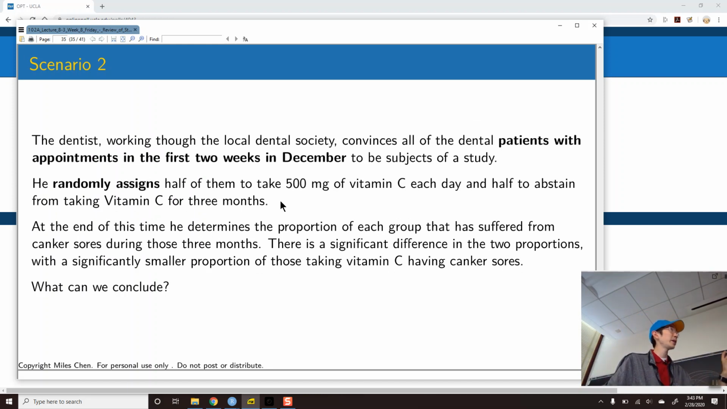So over here, still we're dealing with patients in the first 2 weeks in December, but then we do random assignment. We randomly assign and say, you guys take vitamin C, and then the other half, you do not take vitamin C. We do the study. We come back with a difference. What can we conclude?